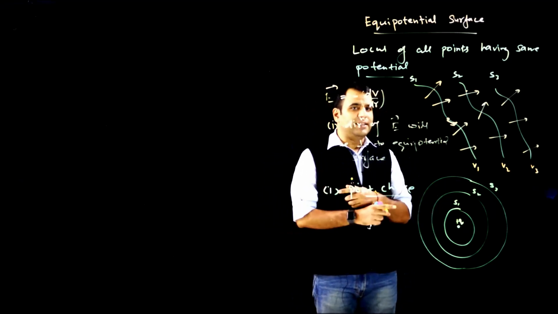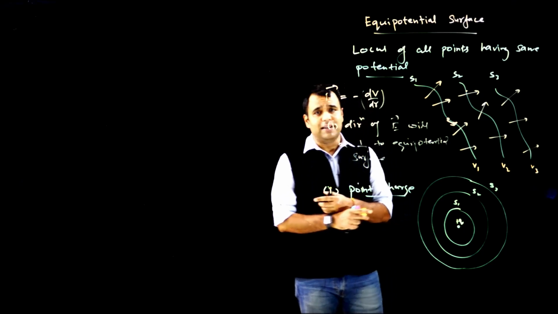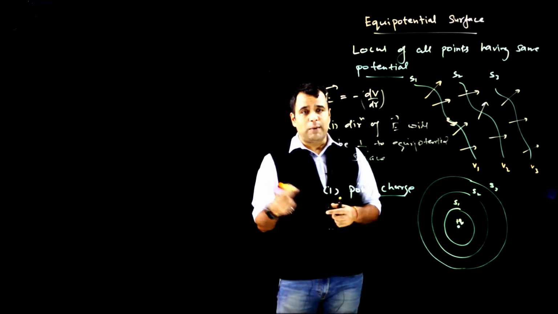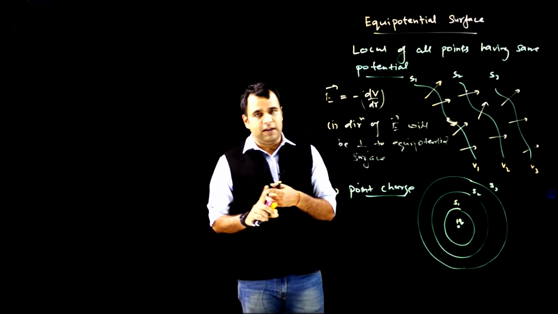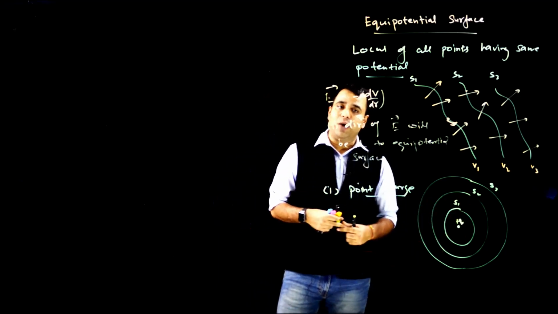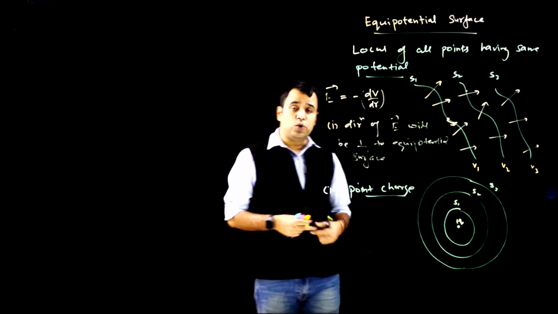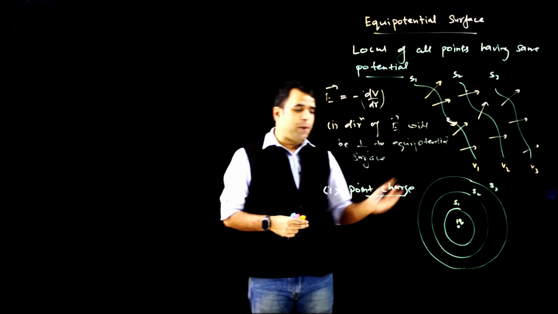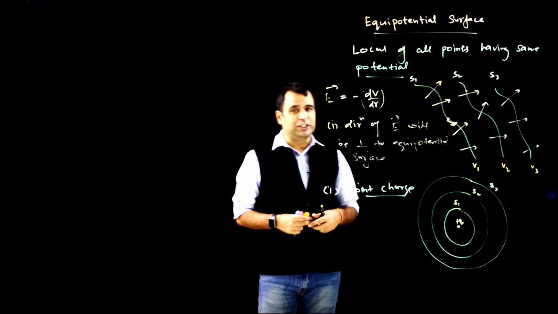If there will be no change in the structure by replacing the points, it means those points should have the same properties. When we talk about properties, we talk about magnitude of electric field and potential as well. So all the points on S1 are going to have the same potential because all the points on S1 are symmetric. So corresponding to a point charge, the equipotential surface will be spherical in nature.